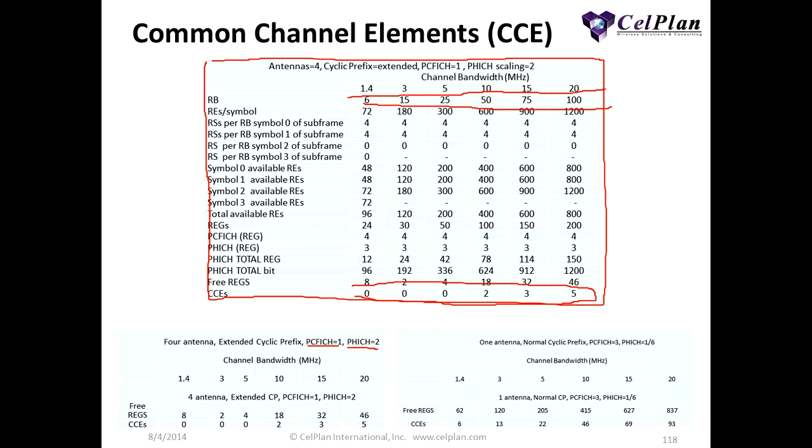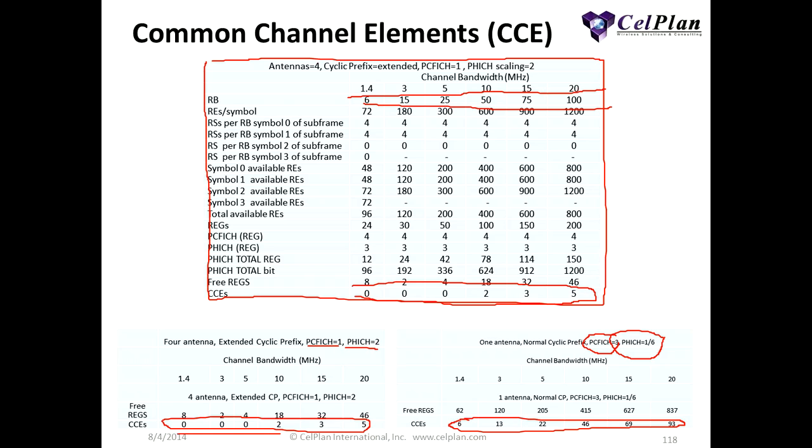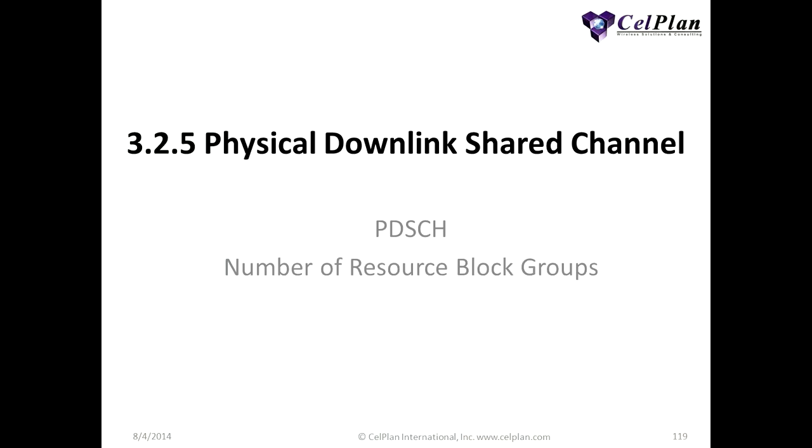Using a PCFICH of 1 and a PHICH of 2, I can have those CCEs here. Now if I use a PCFICH of 3, so now I have 3 symbols, and a PHICH of 1/6, the smallest PHICH, I can have this number of CCEs. So you can see that the number of CCEs varies a lot depending on the bandwidth, and some configurations are not even possible because, of course, I cannot have 0 CCEs, otherwise I cannot send mapping information. So for a small bandwidth, some configurations are not allowed.